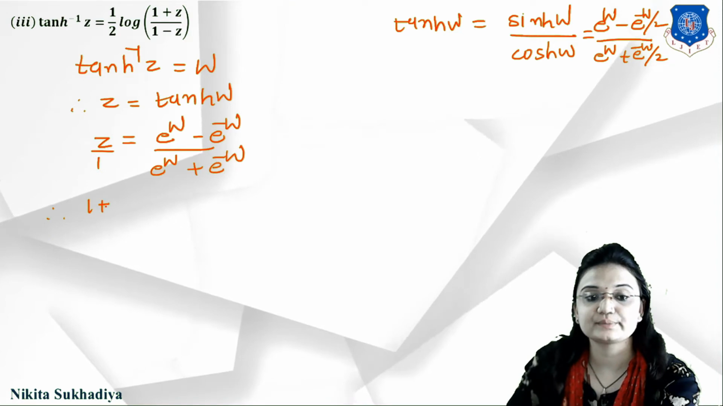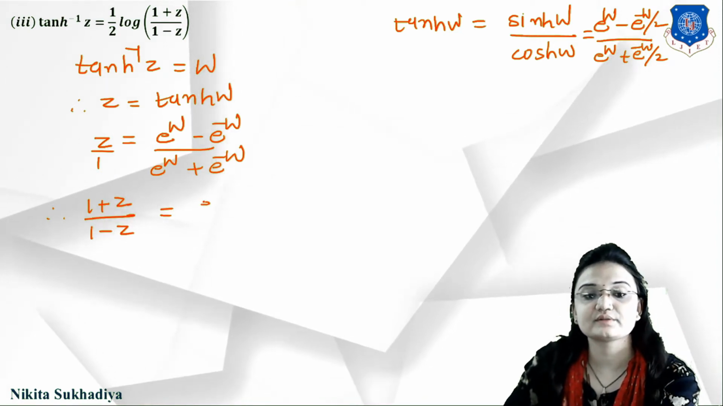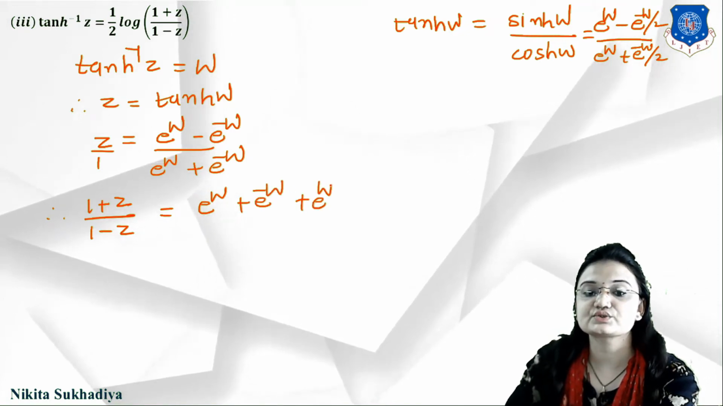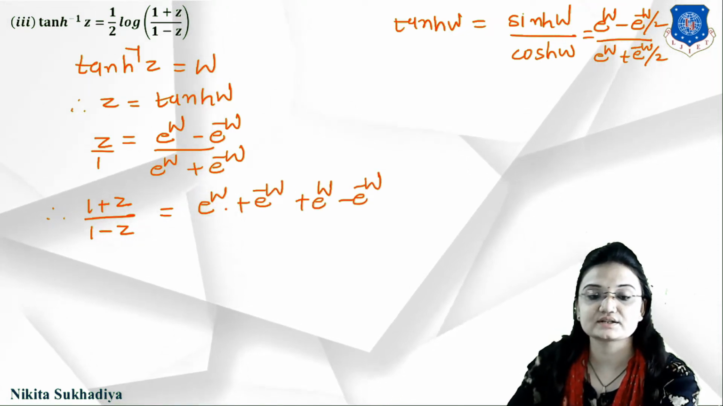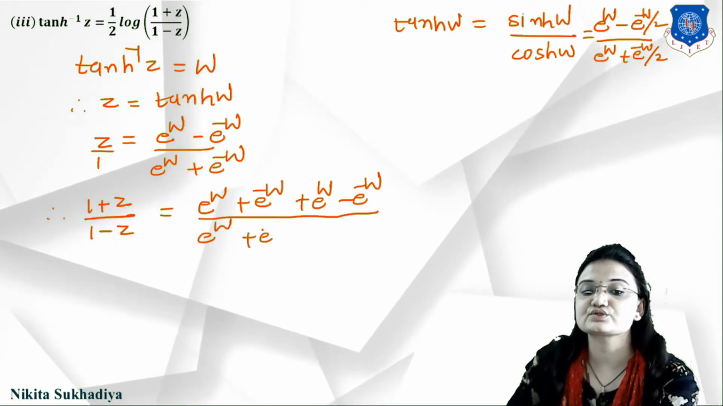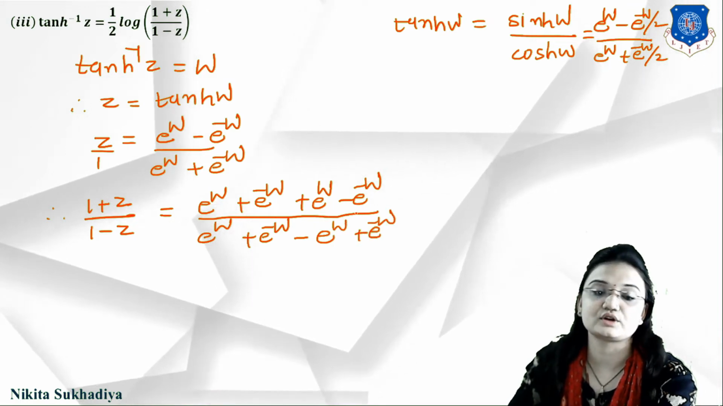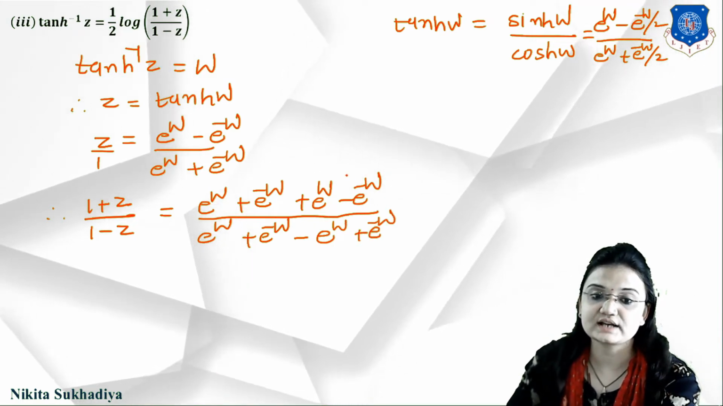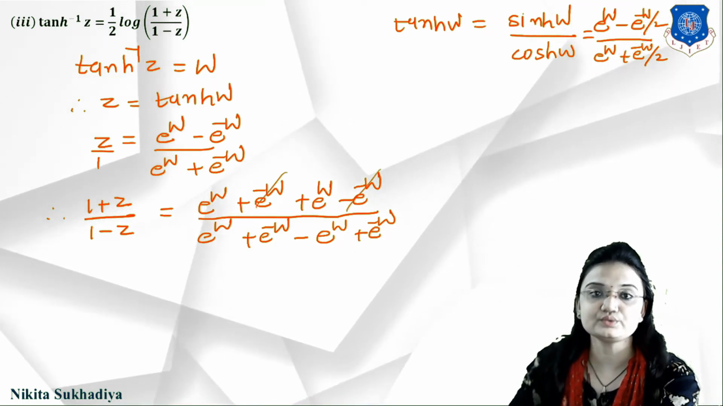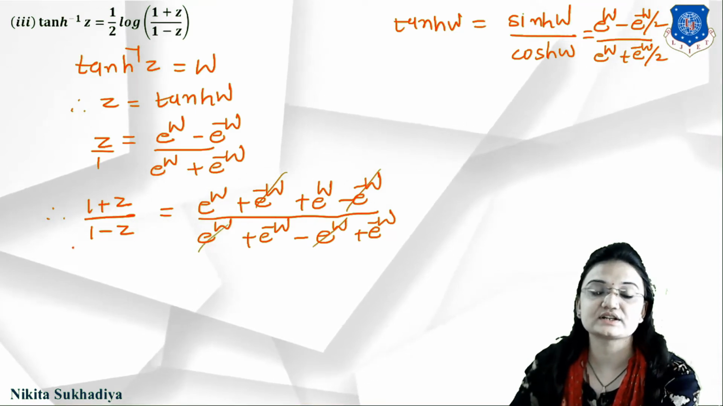So this is (1 plus z)/(1 minus z), so this will become e raised to w plus e raised to minus w plus e raised to w minus e raised to minus w on the numerator side, and e raised to w plus e raised to minus w minus e raised to w plus e raised to minus w on the denominator side. Now these cancel out: the e raised to minus w terms, plus or minus, and the e raised to w terms, plus or minus.